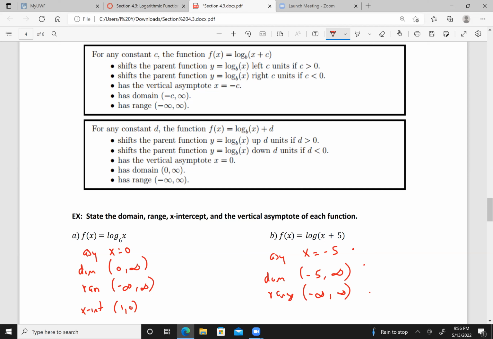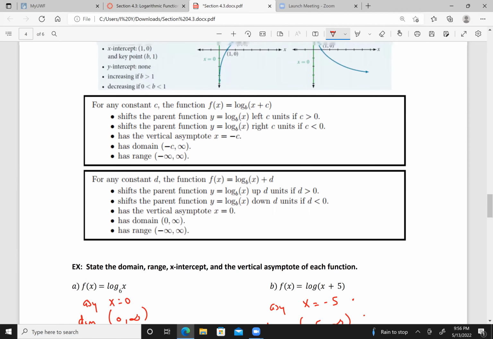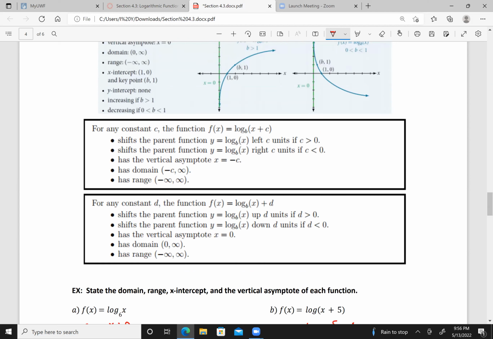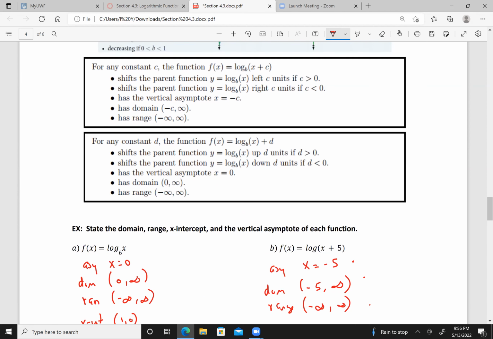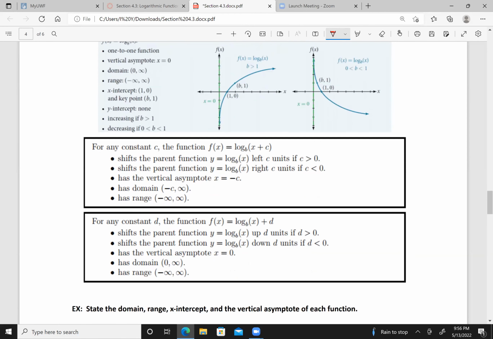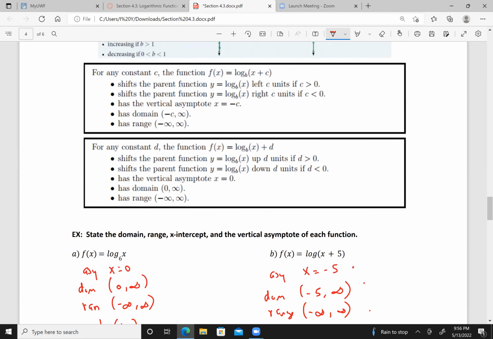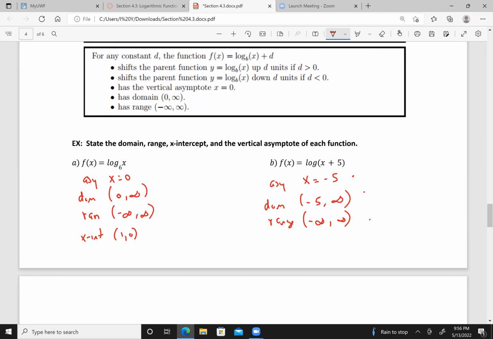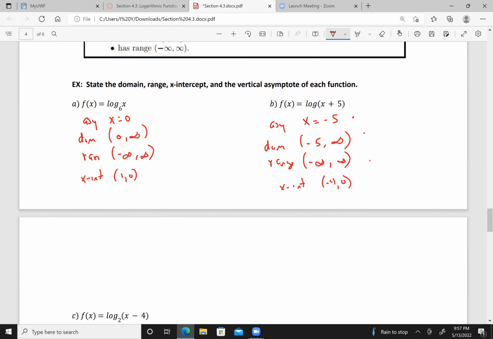What is our x-intercept? Well, we need to move left 5, so the x-intercept is at negative 4. So that's how we go from the regular function to there.